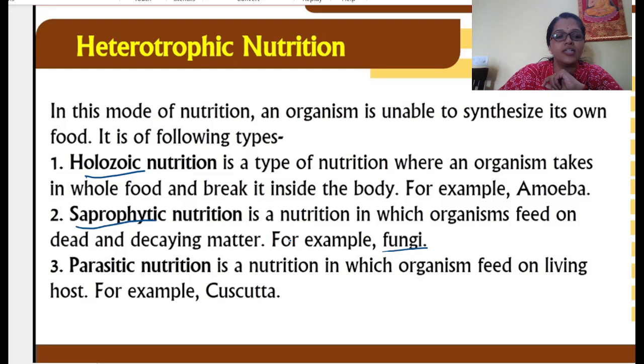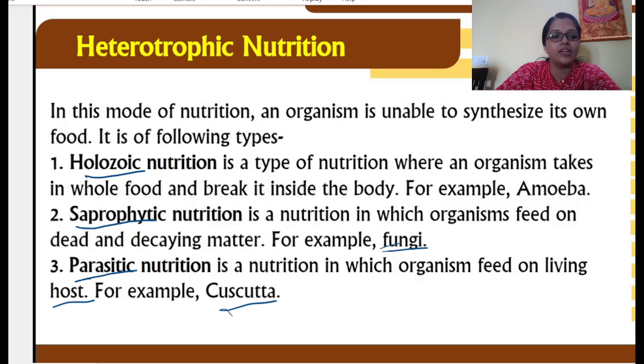Saprophytic is over. Next one is parasitic nutrition. A nutrition in which the organism is feeding on a living host. The host is the organism on which these parasites are dependent. The parasite can be present inside the body of the host or outside the body of the host. The main important example here, which you have to remember, is cuscuta.